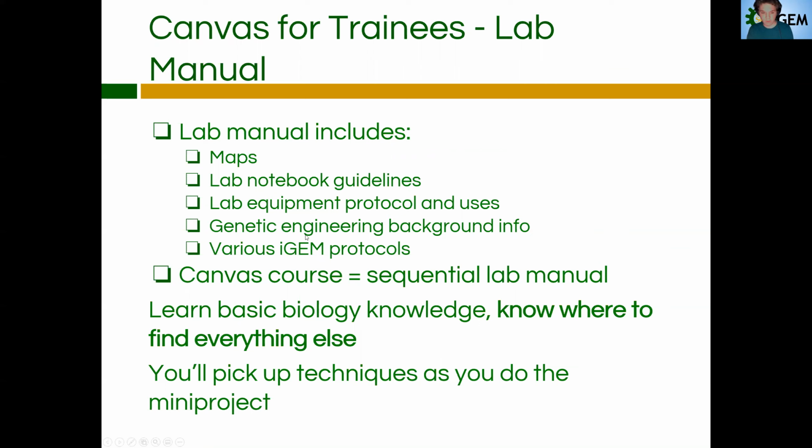And then once you read up on this, which is pretty much the point of the lab training course, you can finally start understanding and doing the protocols within lab. Which brings me to the Canvas course again. The Canvas course is pretty much just a sequential lab manual. This is where you're going to learn the ins and outs of how to look and find stuff in the lab manual, and also just learn the basic concepts in order to do these protocols.